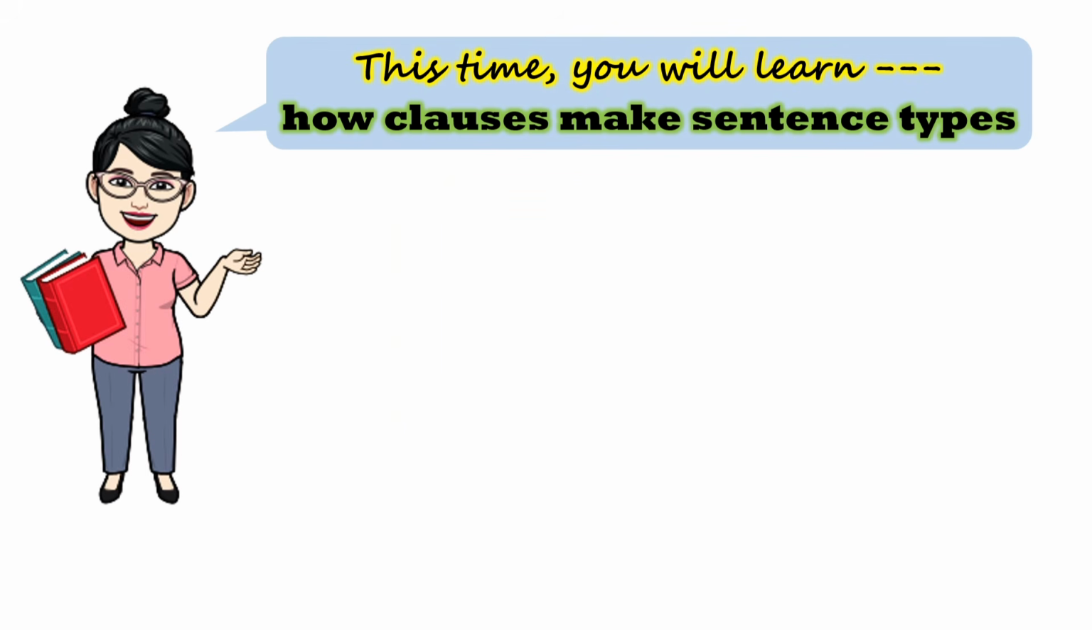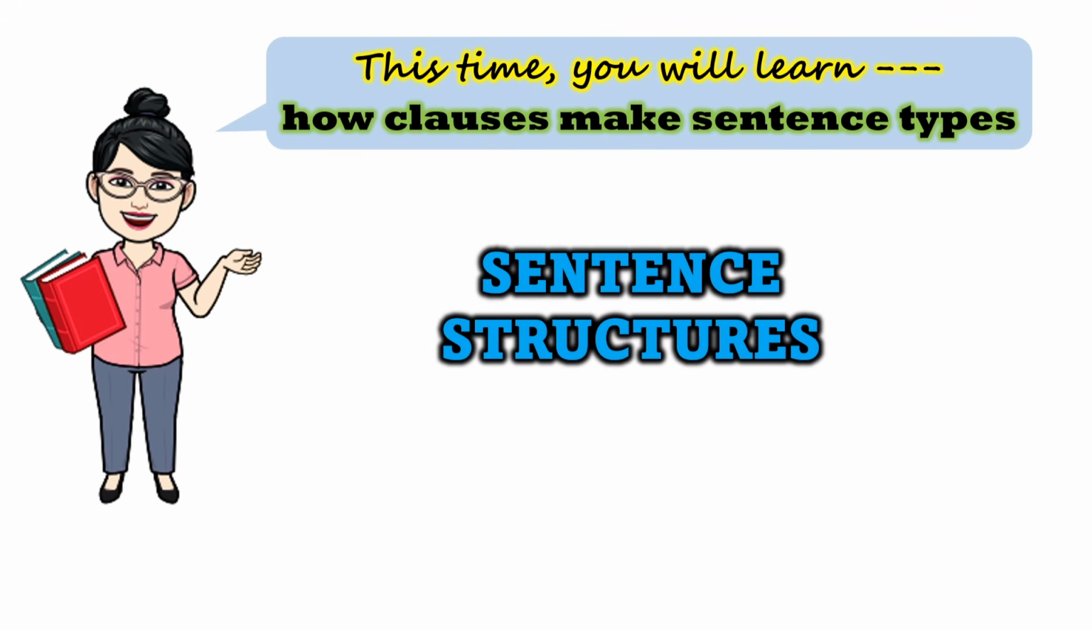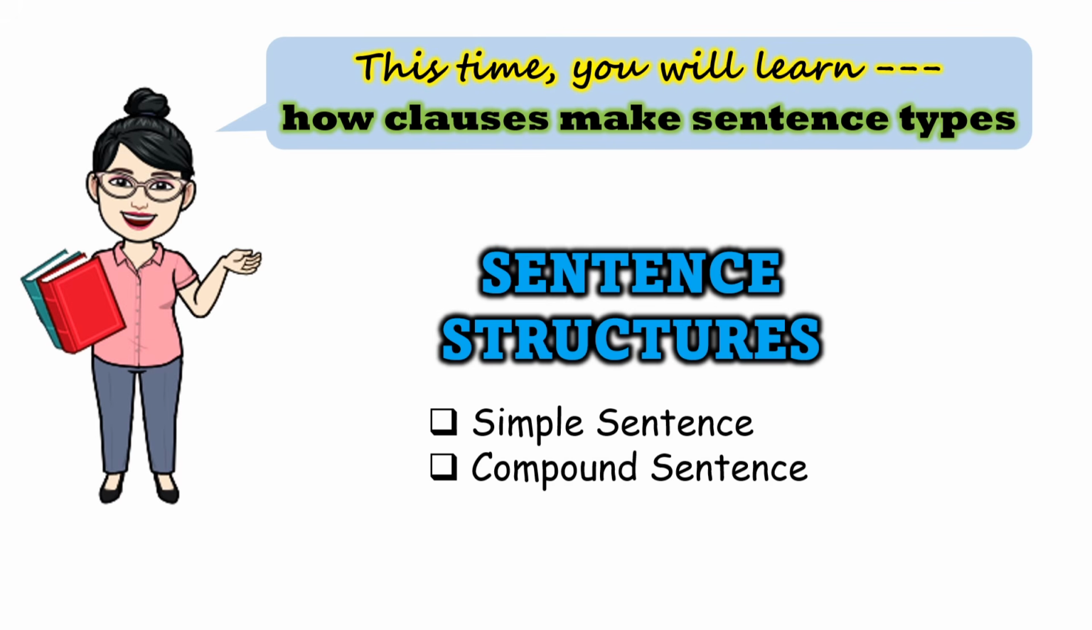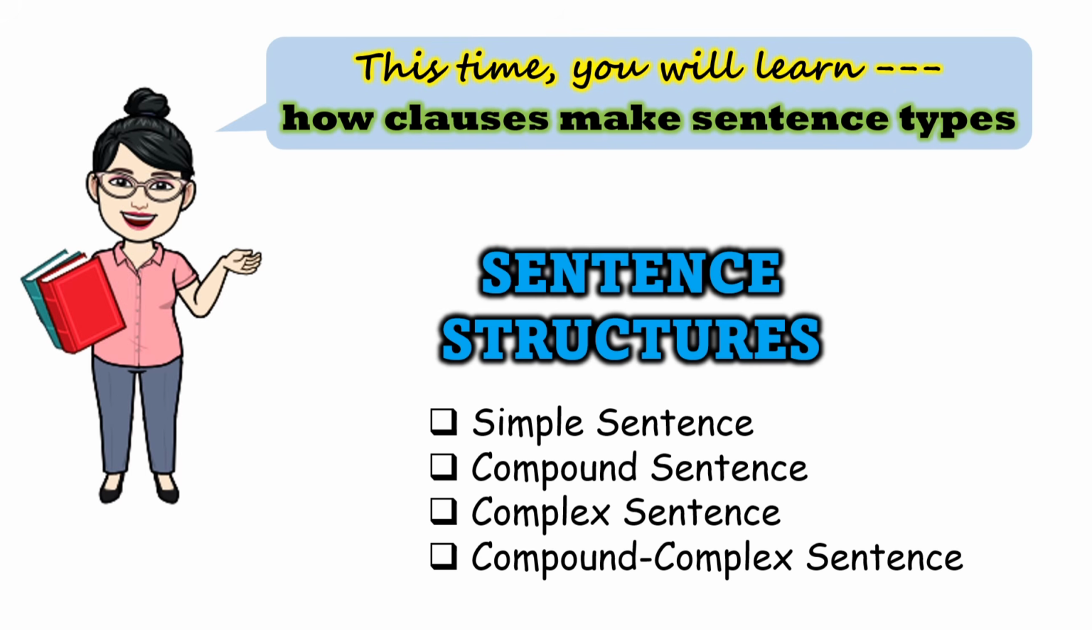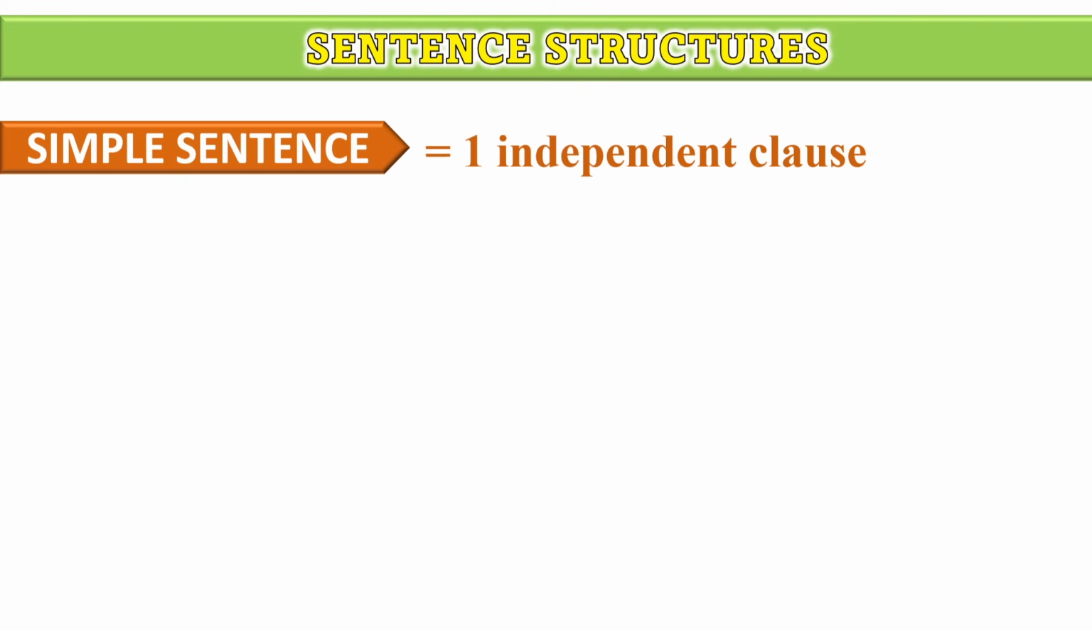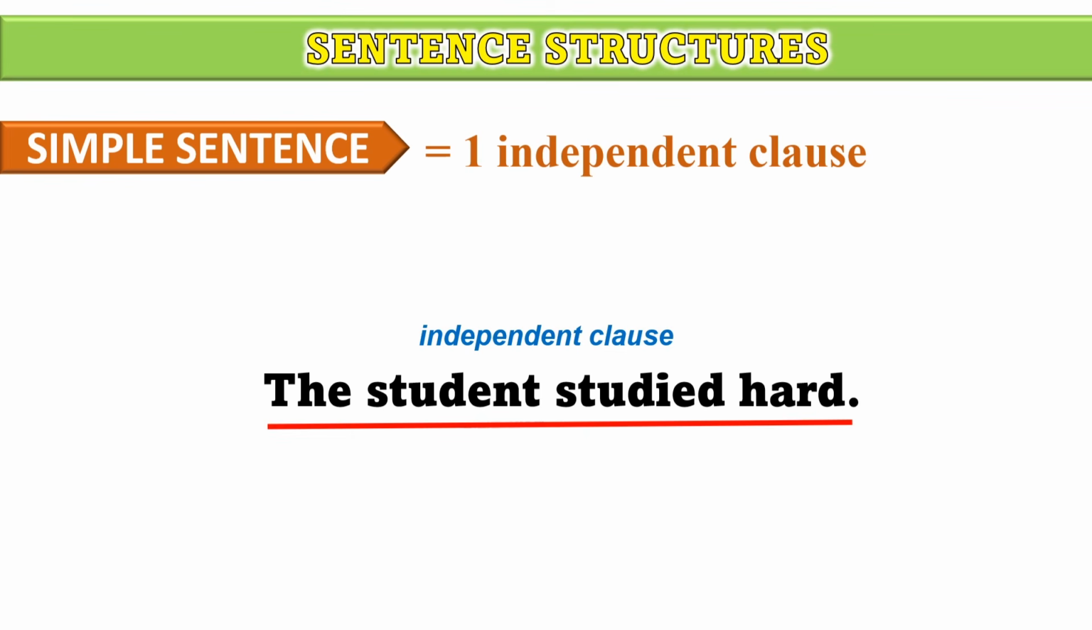This time, you will learn how clauses make sentence types, or what we call sentence structures. Basically, we have 4 sentence structures: simple sentence, compound, complex, and compound-complex sentence. Let's start with simple sentence. A simple sentence consists of 1 independent clause. For example, the student studied hard.